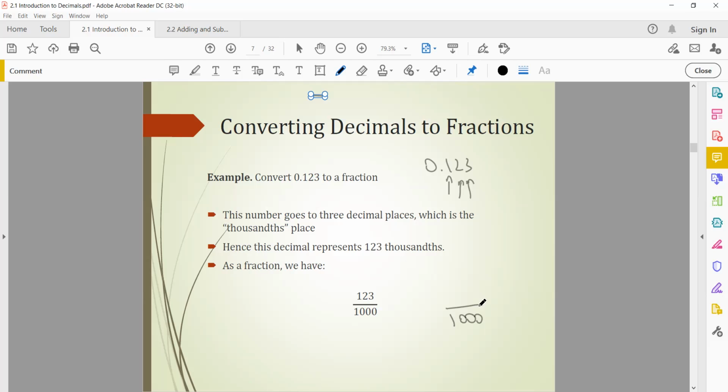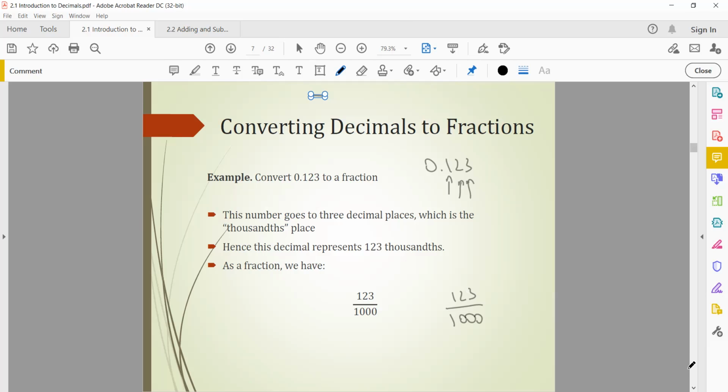And then the top part is even easier. You just write the actual digits, so just 1, 2, 3. You get 123 over 1,000, and that's how you convert it to a fraction. The top number is always just the actual digits, written as a standard whole number. The bottom number comes from counting how many decimal places you have and using the multiple of 10 that corresponds with that. So you'll get 10, 100, 1,000, 10,000, etc., depending on how many decimal places your decimal goes.